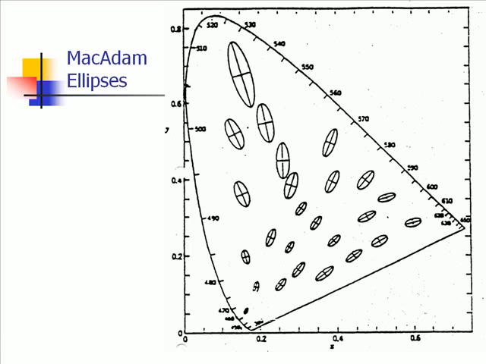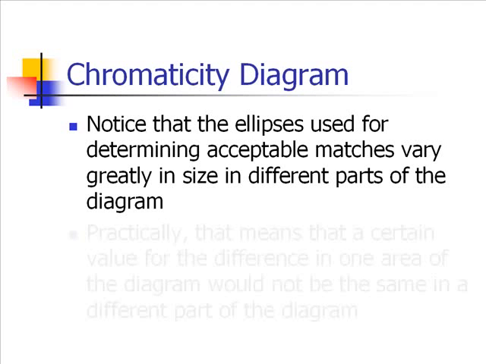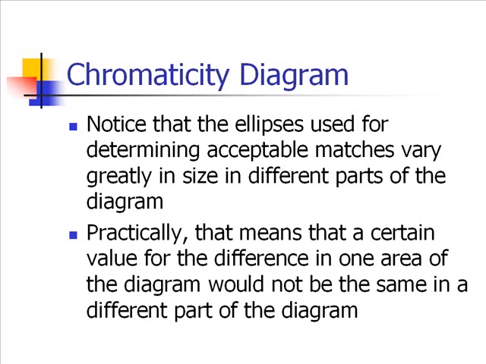Notice that the ellipses used for determining acceptable matches vary greatly in size in different parts of the diagram. And what that means to us practically is that a certain value for a difference in one area of the diagram will not be the same in a different part of the diagram. So depending on what color we are, we'd have to use widely different numbers for our tolerances. It'd be like if you were making bolts and you were measuring a bolt. If you made it on this machine, you would use 3 inches as your tolerance, plus or minus, say, 10 thousandths. And in another part of your plant, on another machine, you would use 3 inches plus or minus a half inch. It wouldn't make a whole lot of sense.